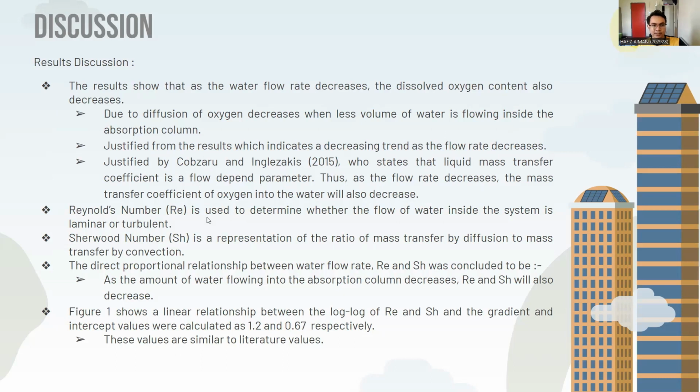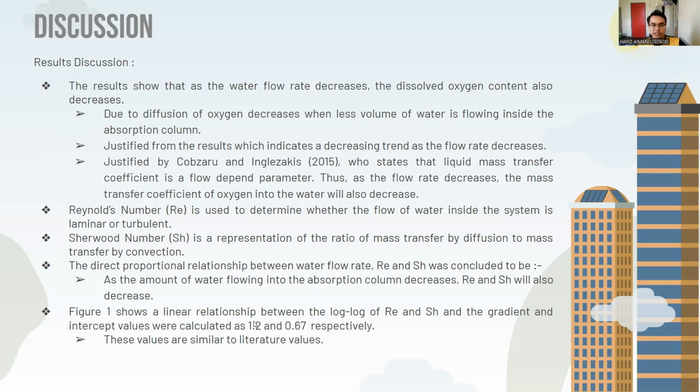The Reynolds number is used to determine whether the flow of water inside the system is laminar or turbulent. Meanwhile, the Sherwood number is the representation of the ratio of mass transfer by diffusion to mass transfer by convection. The direct proportional relationship between water flow rate, Reynolds number, and Sherwood number was concluded to be as the amount of water flowing into the absorption column decreases, Reynolds number and Sherwood number will also decrease.